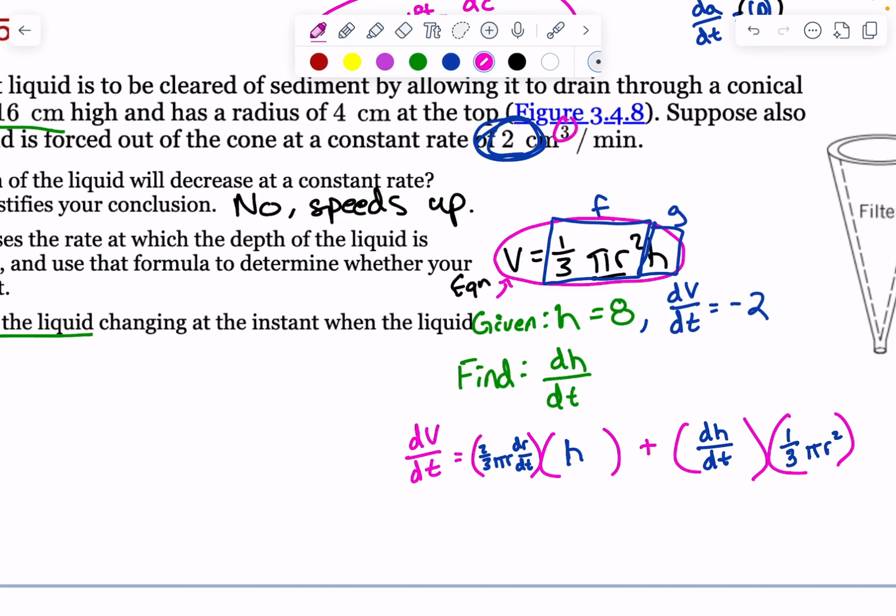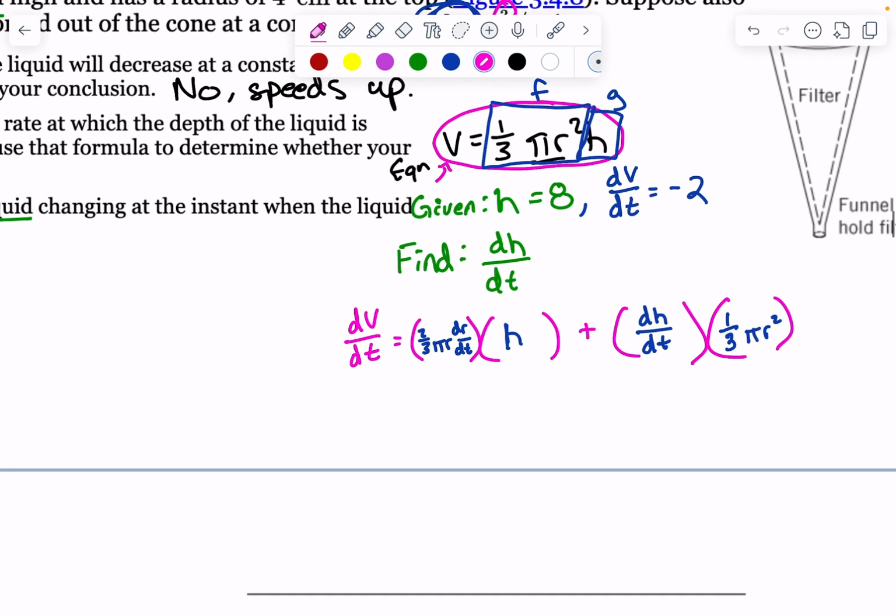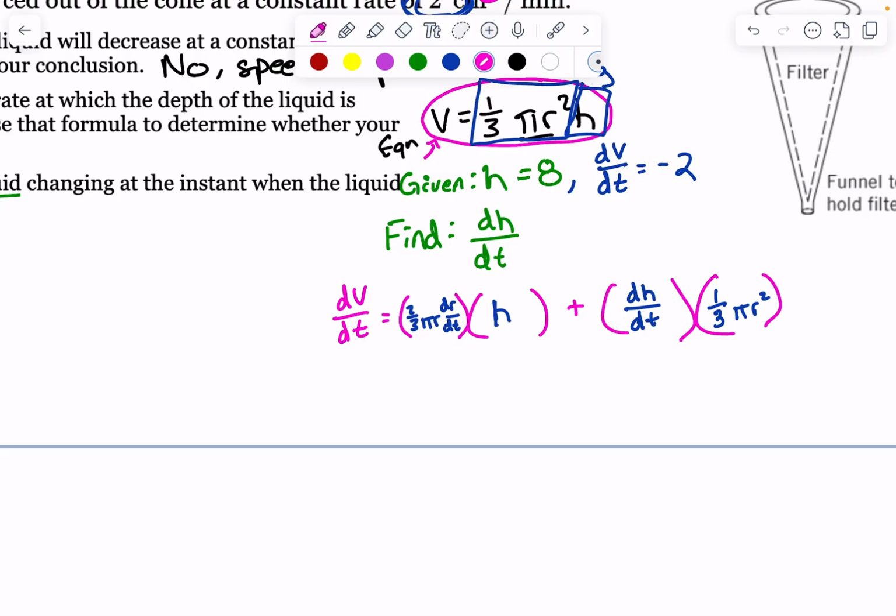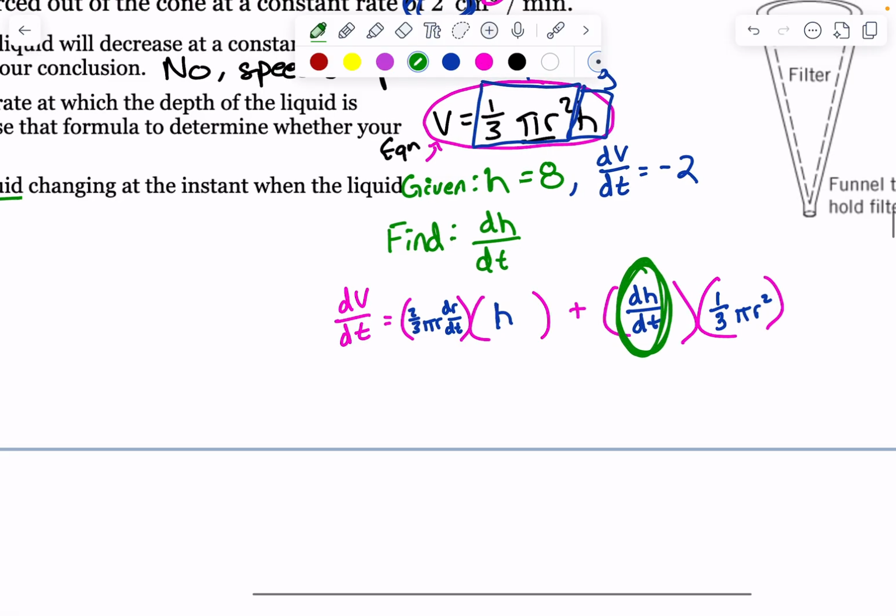That should tip you off. Cubic centimeters is going to be volume, right? The rate of the volume changing is negative 2. Okay, so we've got that. Let's figure out what we need. We're trying to find dH/dt. I'm going to get rid of some of this stuff. We know dV/dt is negative 2.